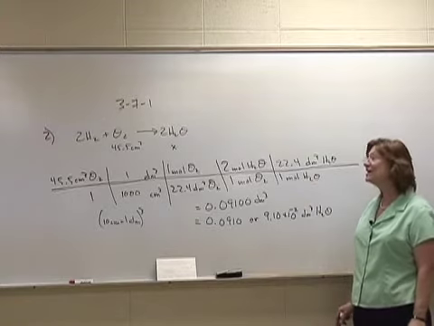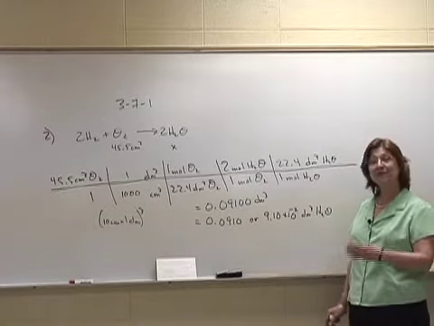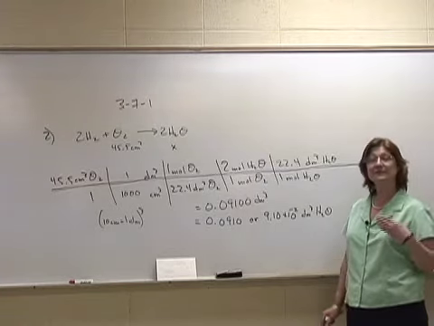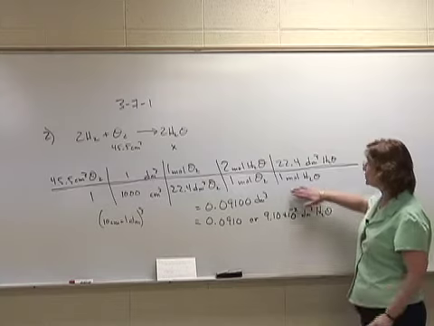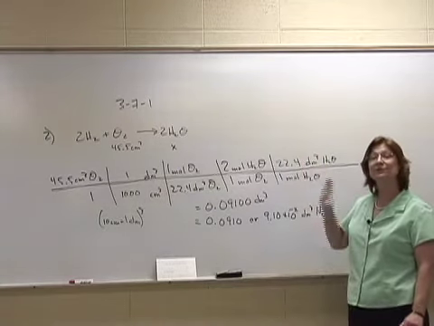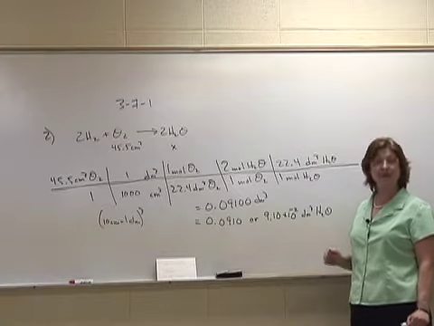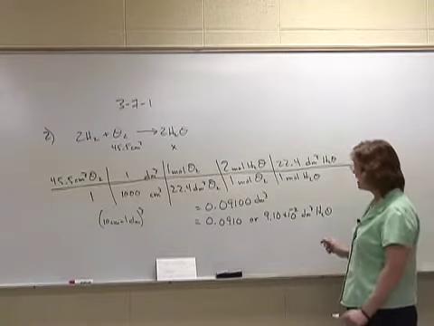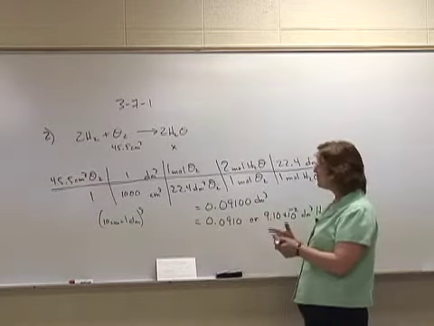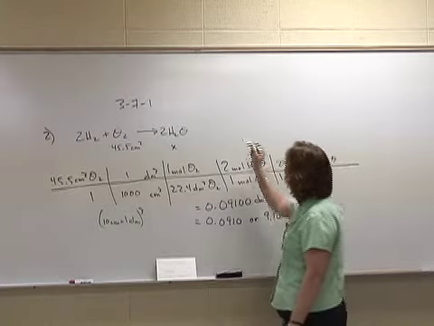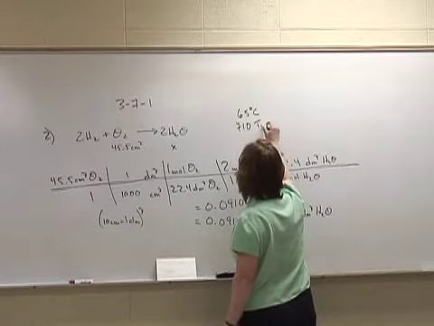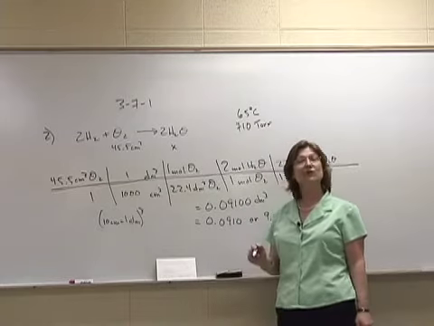Now, the beauty of this problem is I'm going to use it to show you how we would figure this out at non-standard conditions. Because as you recall, 22.4 liters is only 1 mole under standard conditions, and that's why we call it standard molar volume. Well, I'm just going to pick some numbers out of the air, and let's see, what would it be if it was actually at 65 degrees Celsius and 710 torr? What would the volume be?